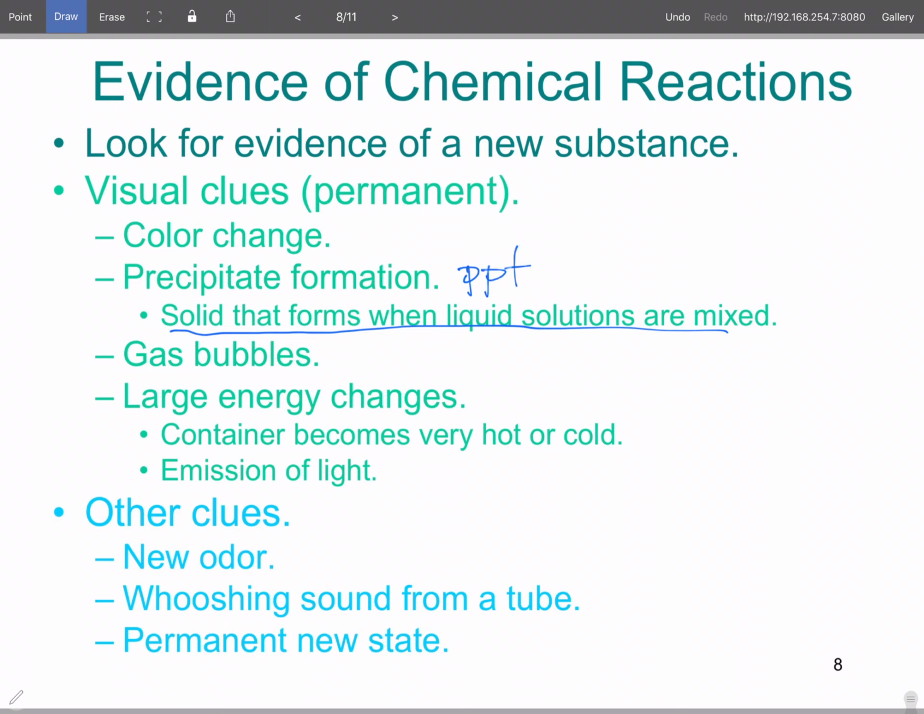Gas bubbles, and the trick to gas bubbles is sometimes they form real quickly and then they go away, so you don't see them per se if you're not paying attention. So as you're running a chemical reaction, you need to pay attention, because if you're not, you didn't notice that the gas bubbles formed, because they may form and then once the reaction is complete at that part, they stop.